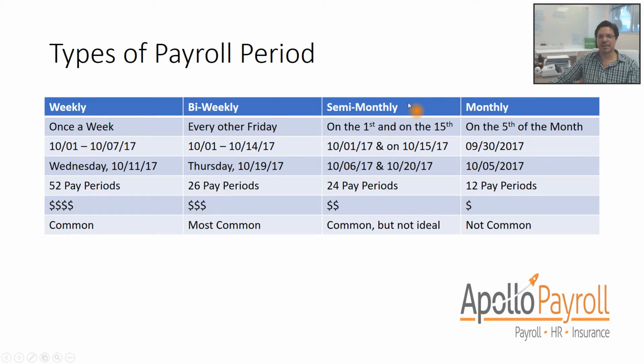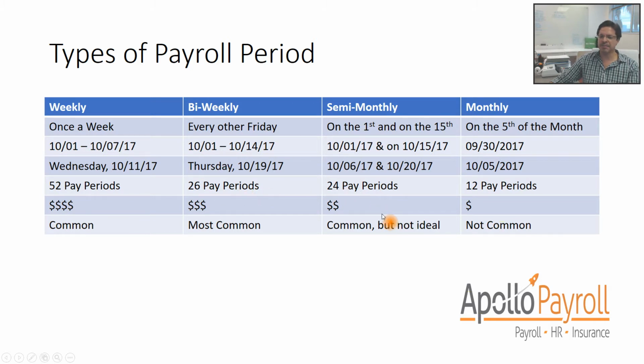The next one is the semi-monthly. Semi-monthly is when you hear people getting paid on the 1st and on the 15th. Well, in this example, we're going to close our payroll period on October 1st, and usually the pay date is going to be on October 6th. If the pay period closes on the 15th, then usually the payroll date is going to be on the 20th. This one is a little bit less expensive than the bi-weekly, just because there's 24 pay periods as opposed to 26.